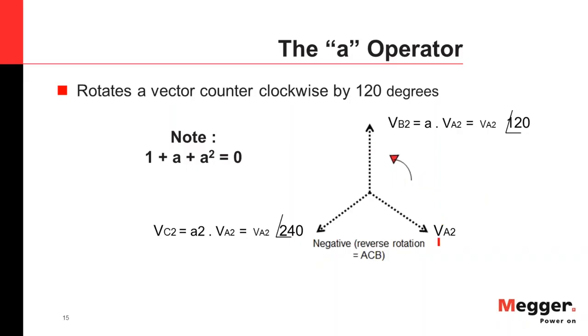It's clearly visible here that if I have a VA2 and if I rotate it in the counterclockwise direction, I will get my VB2, my B phase vector, and it will be A times VA2. It's called the A operator. So VB2 is nothing but VA2 angle 120 degrees. In this way, his idea was to reduce my VB2 in terms of VA2. Now from the equation, it's clearly visible that I have a proper relation. And similarly, VC2 will be just 240 degrees apart.